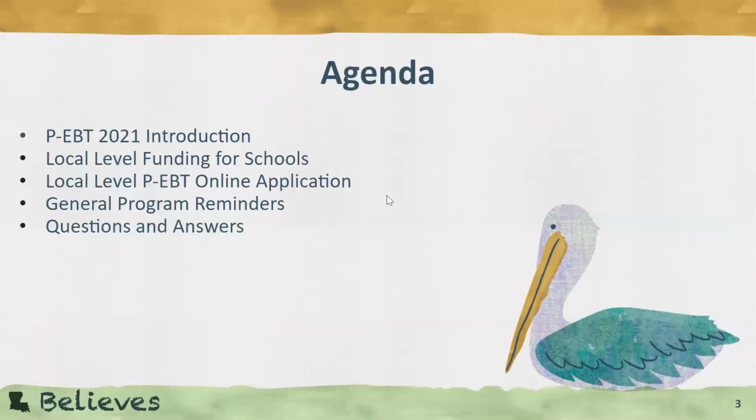So to start, we will be discussing the P-EBT 2021, and this is simply an introduction. Most of you have probably already heard some information from your data management team. So your SIS coordinators have been receiving some information. And so the slides for that portion were borrowed from the training that was provided to the data managers within the school systems. We'll also discuss the local level funding for schools. We'll go through the local level P-EBT application, so that funding opportunity for schools, the online application, I'll go over that. I just wanted to mention a few general program reminders and then open the door for any questions and answers.